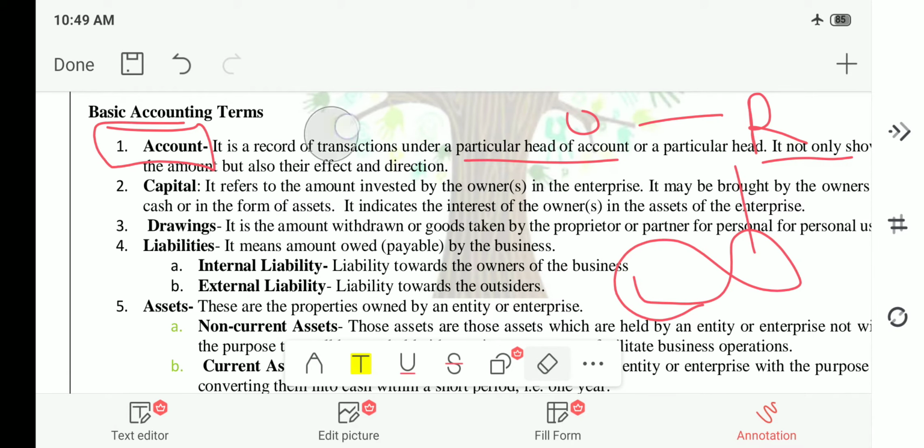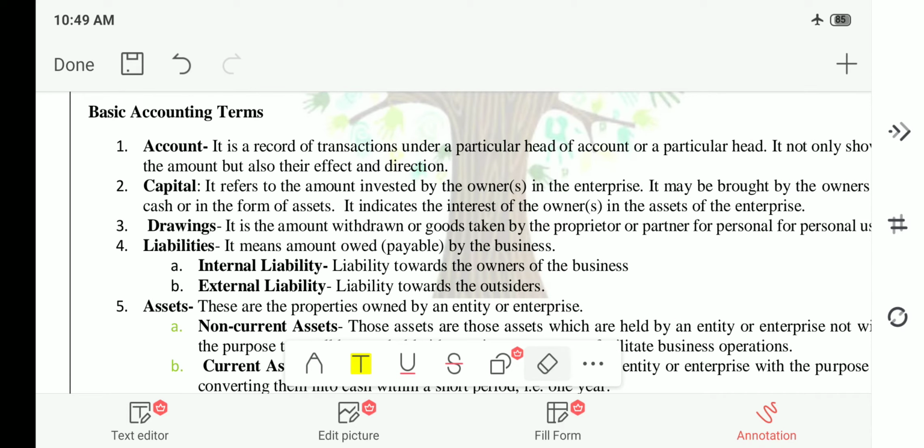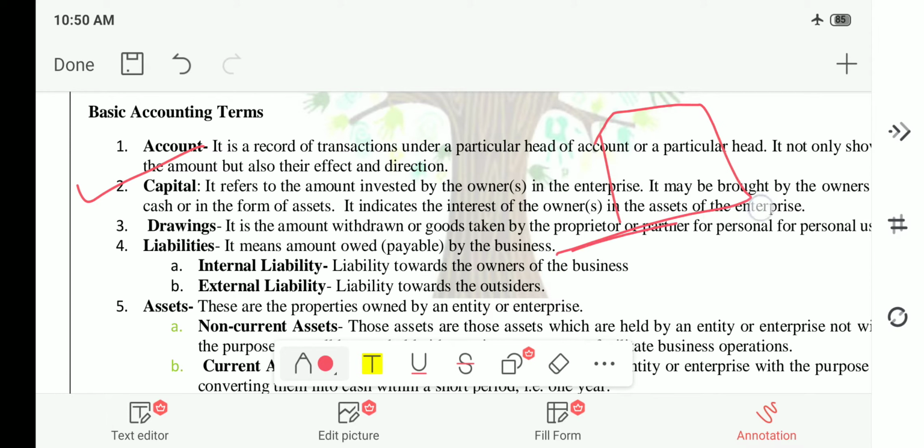This is the account and it is under a particular head, and there is also an accounting department in an organization. The second basic term is capital. What is capital? Just imagine that you have a grocery shop, in which you have invested 5 lakh rupees with all the amenities and things that you have brought into the grocery shop. Now this 5 lakh rupees will act as the capital for your shop, and this is nothing but capital.